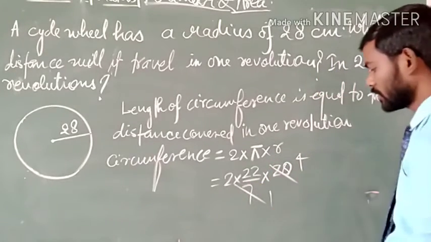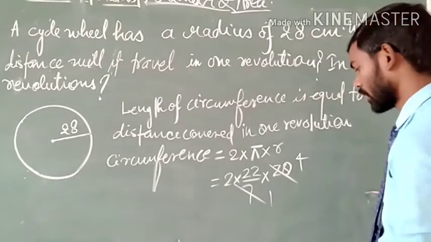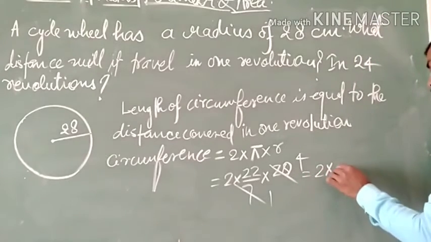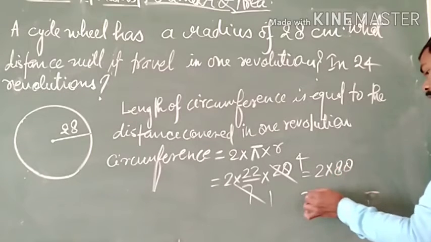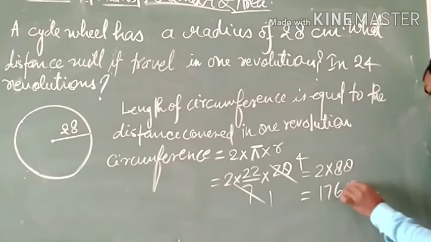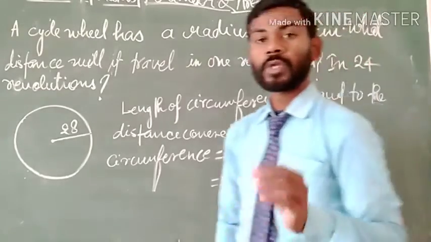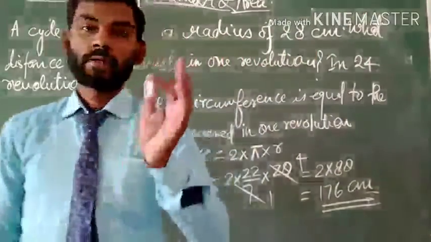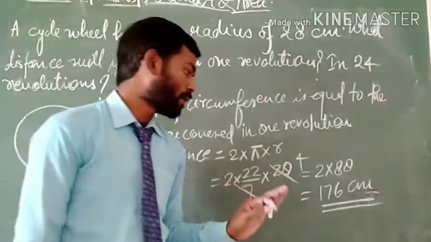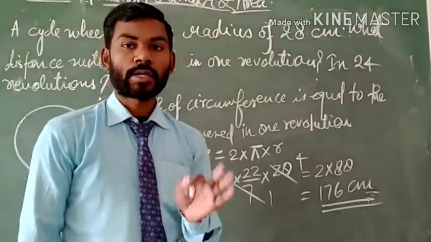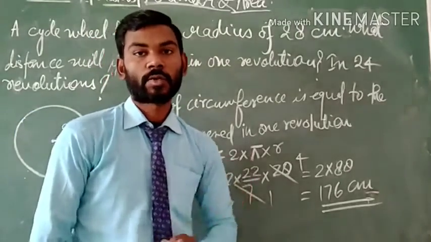7 1s are 7, 7 4s are 28. And here we get 2 multiplied by 88, which will be equal to 176 centimeter, which represents that the cycle will cover 176 centimeter in one revolution.